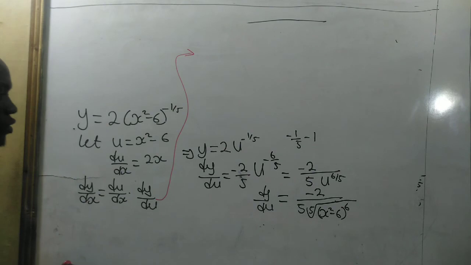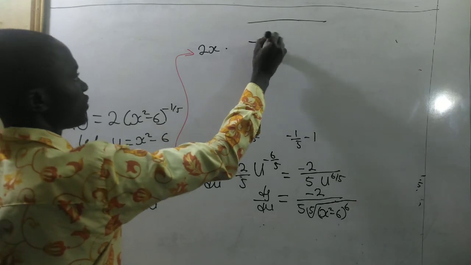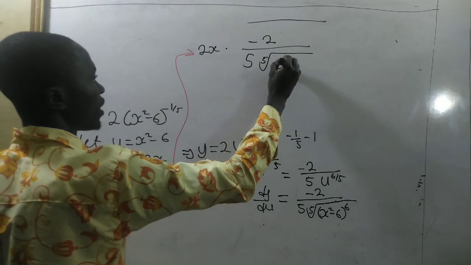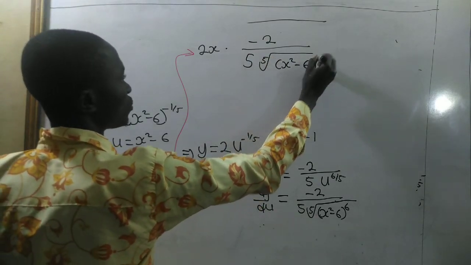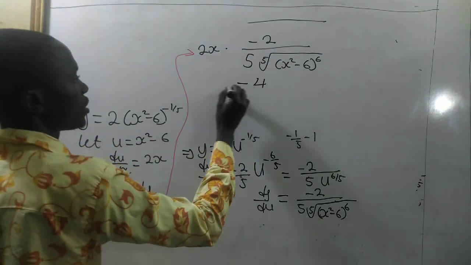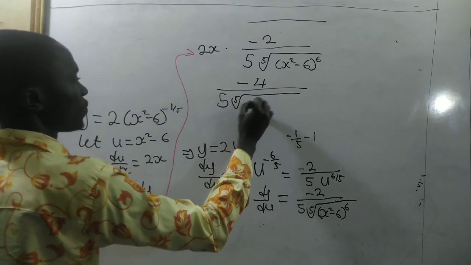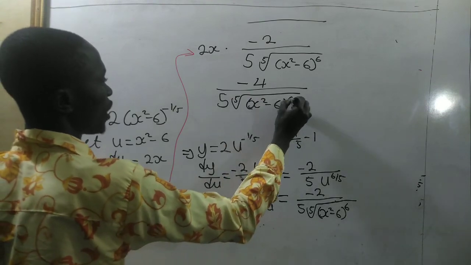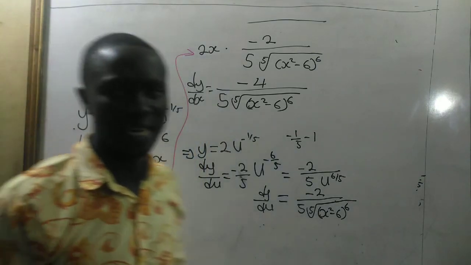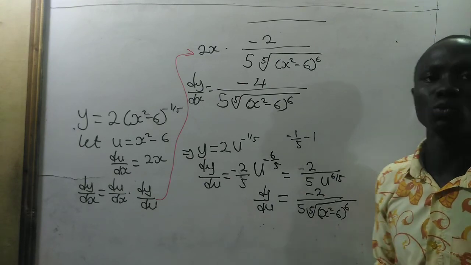So this will give me what? 2x times negative 2 divided by 5 times the fifth root of x squared minus 6 to the power 6. And 2x times this will give me minus 4 divided by 5 times the fifth root of x squared minus 6 to the power 6 as my dy on dx. So that is that for the chain rule, and I hope this lesson will take you far.